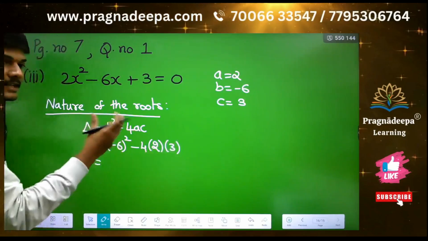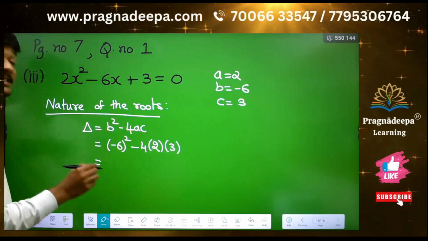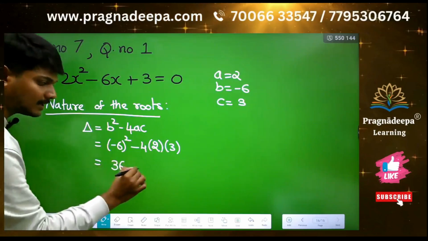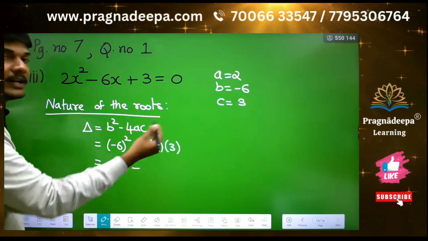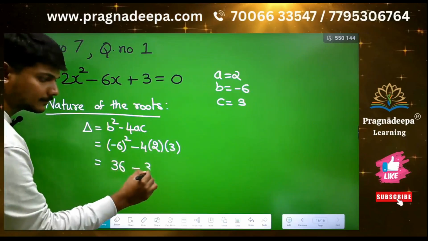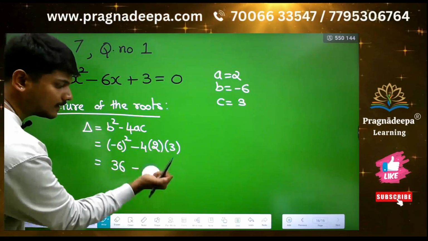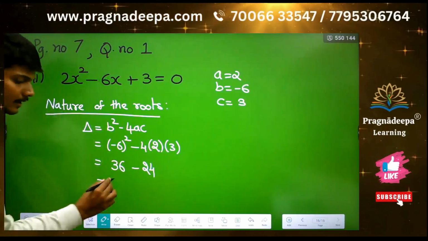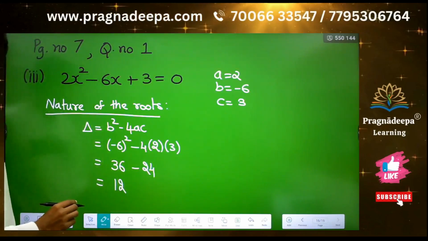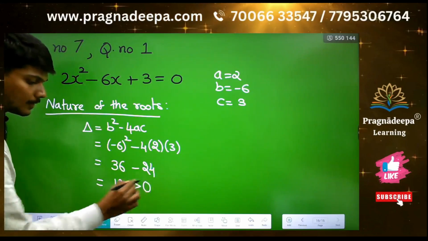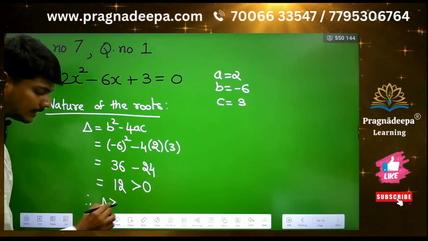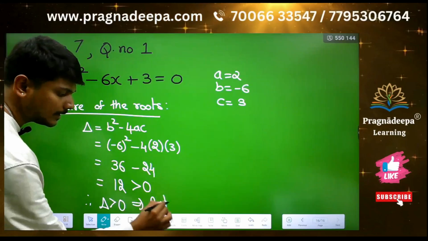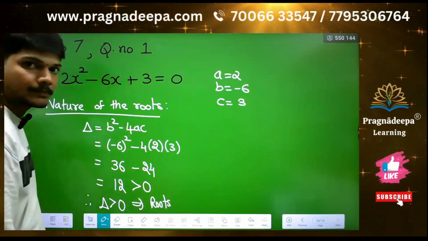So we will get minus 6 square means plus 36. Minus 6 into minus 6 will be plus 36. Minus 4 2s are 12, 12 3s are 36. Oh, sorry, 4 2s are 8, 8 3s are 24. 36 minus 24 will be 12. 12 is greater than 0. That means delta is greater than 0, which implies roots are real and equal, right?